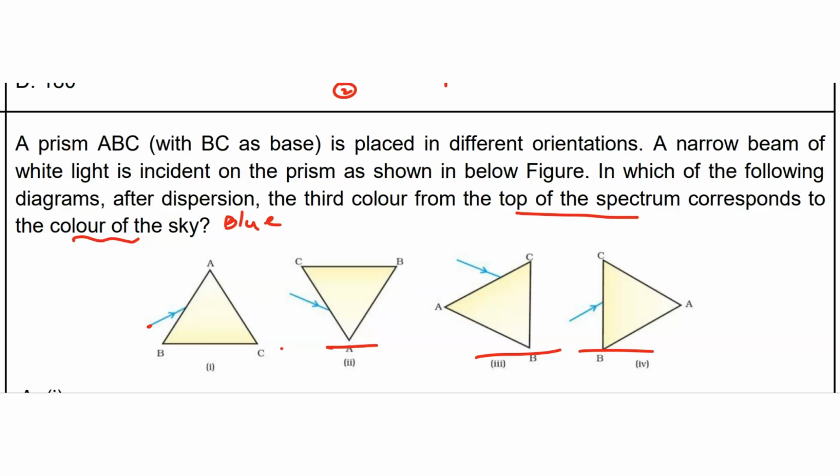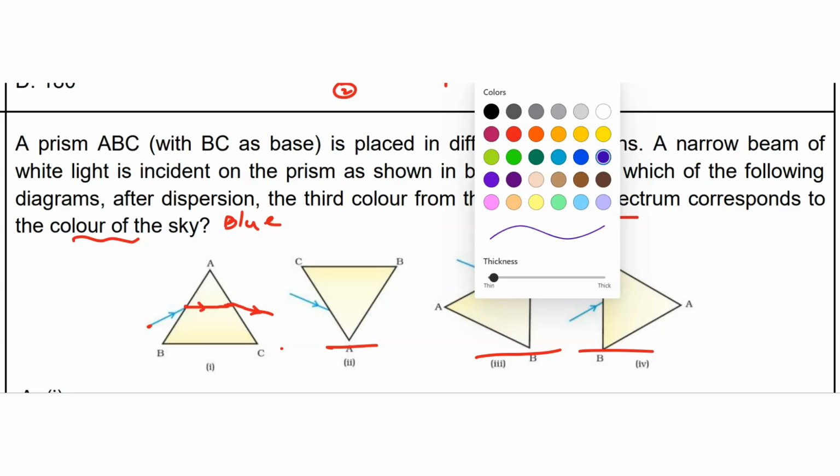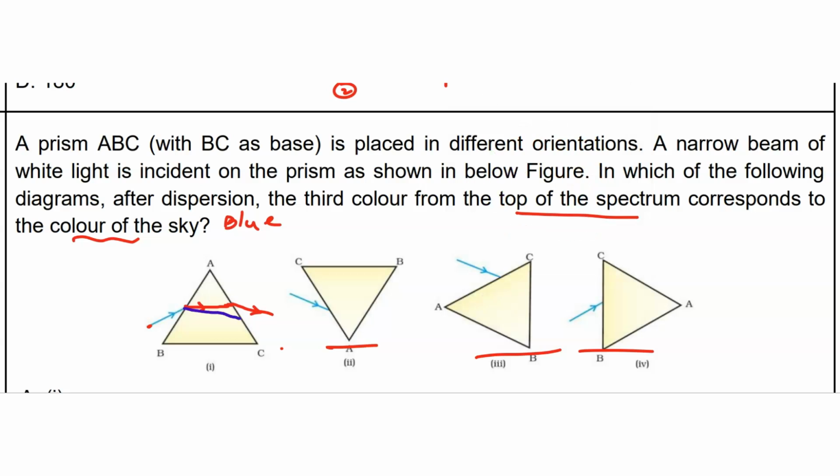Now let us see the first case. This particular prism is kept straight. I first draw the deviation of the red color like this. You know that red color is the least bent, so I'm drawing it like this. And the second color I'm taking roughly blue or violet like this. So this will be the case. What is the spectrum order from bottom to top? It is VIBGYOR, like this. So what is the third color from the top? The third color is Y in this case. So this option is not the correct answer.